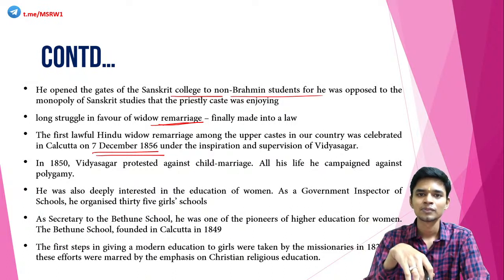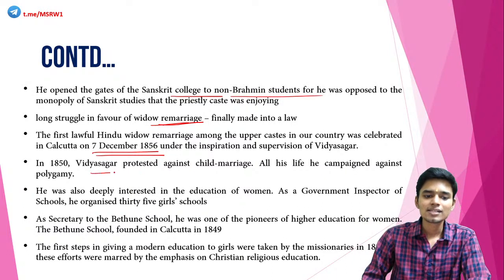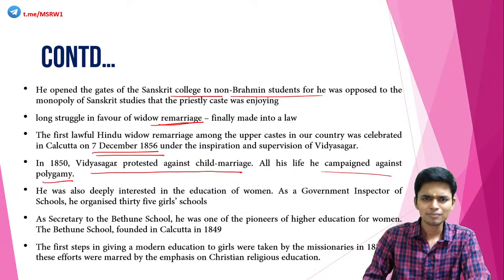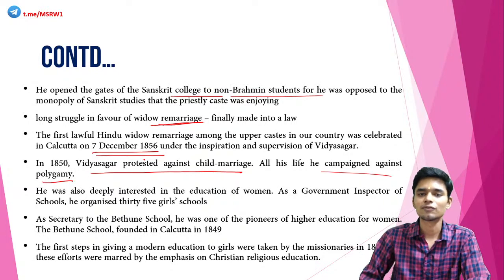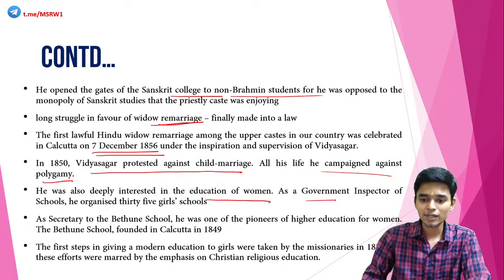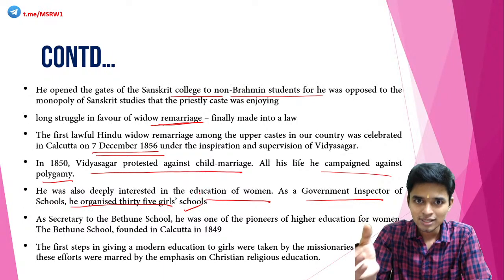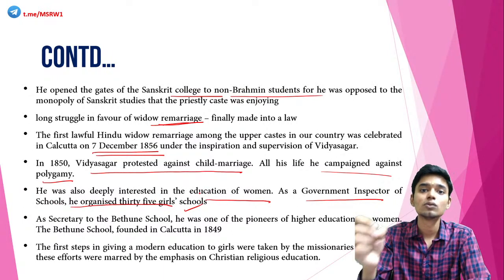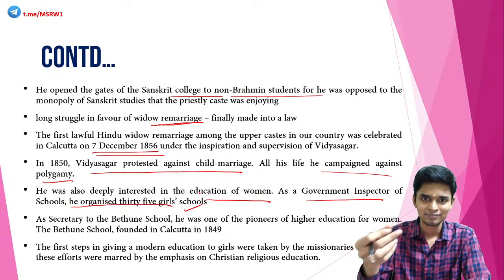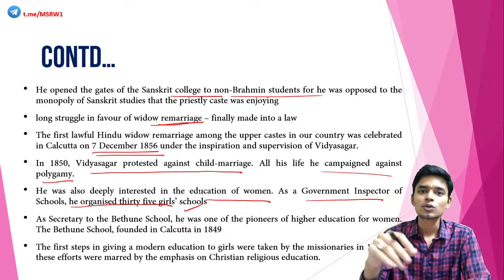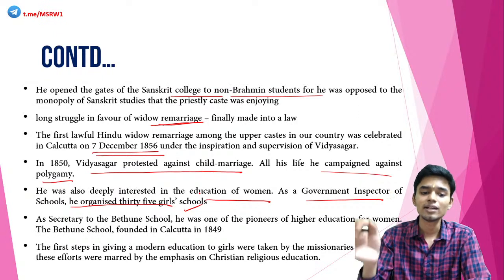For a very long time, nothing substantial happened in the conditions of widows. In 1850, Vidyasagar protested against child marriage. All his life he campaigned against polygamy. This is similar to other social reformers of the 19th century. He was so deeply interested in the education of women. As a government inspector of schools, he organized 35 girls' schools, all from his own money, not from the government's money. So he was very much enthusiastic about female education.